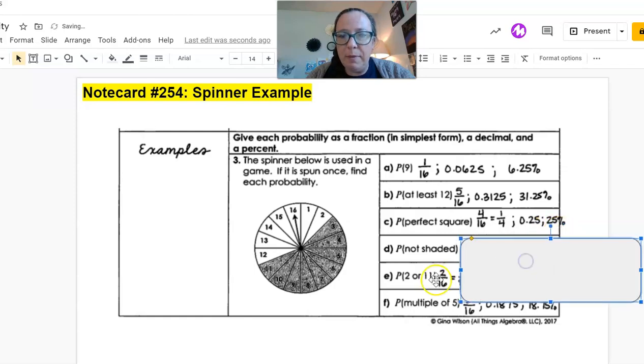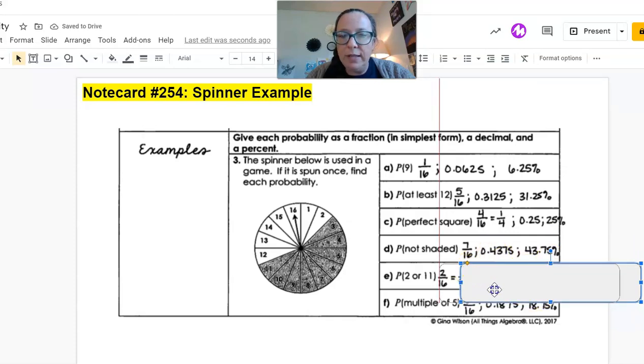All right, so what's the probability that it's not shaded? So how many of these are not shaded? 1, 2, 3, 4, 5, 6. There's 7 of them not shaded out of 16. So that's going to be 7/16, which does not reduce. And there's your decimal and there's your percentage.